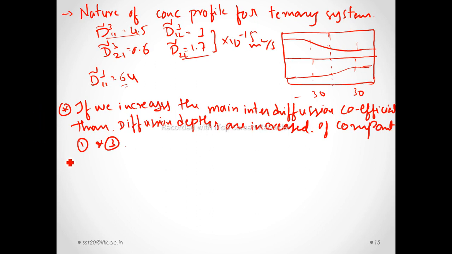One more important point I want to note here is, here this is C1, this is C3 and this is C2. This C2 concentration is the same from the left-hand side to the right-hand side. So what is the reason behind this?